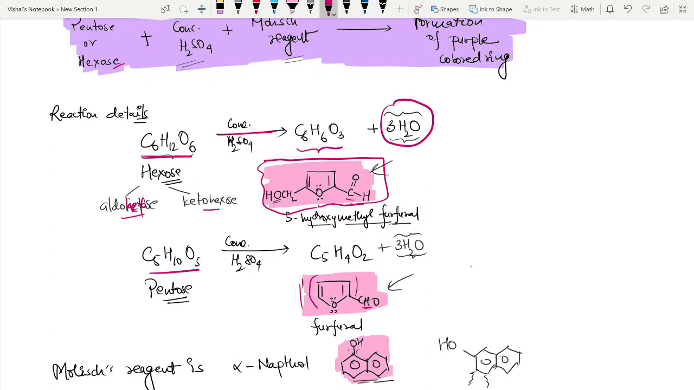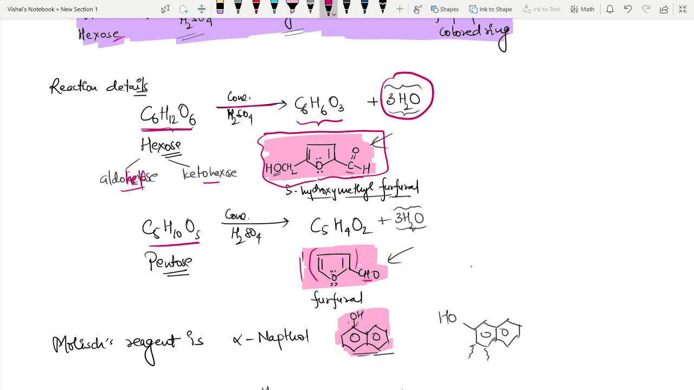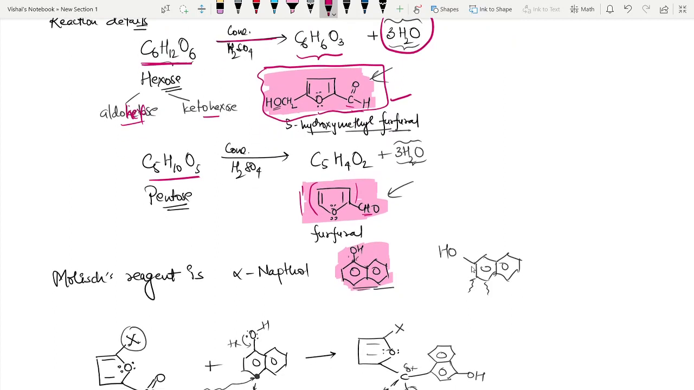Okay, and then whether it's the hydroxymethyl furfural or the furfural, you can use the Molisch reagent, which is alpha naphthol. And what is a naphthol? So what is a naphthol?